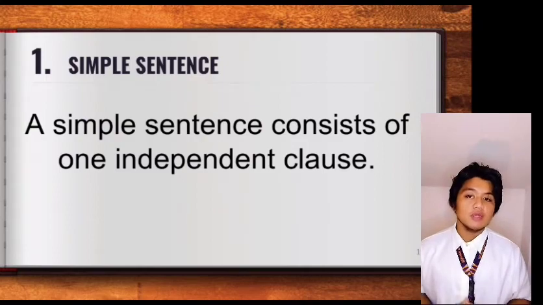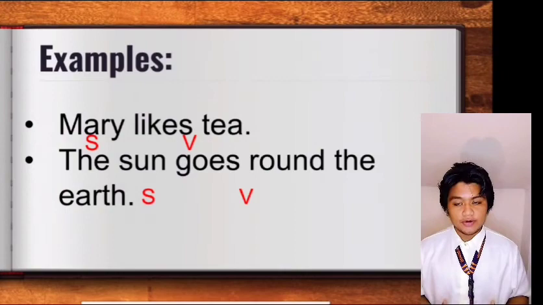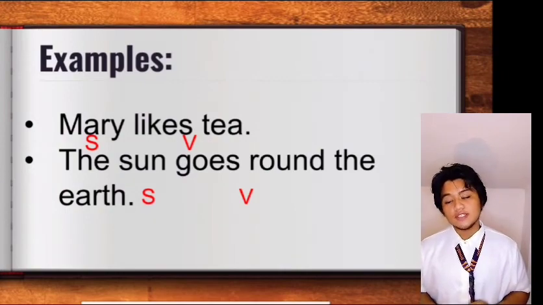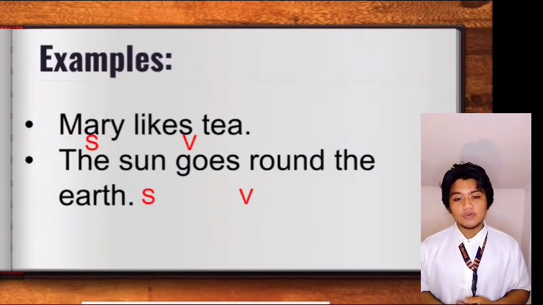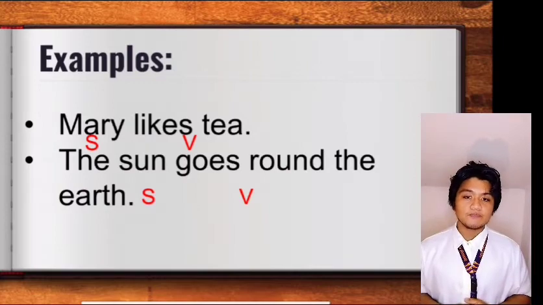For example, Mary likes tea. The sun goes around the earth. Now, if you have noticed, these two examples can stand alone, just like in the first sentence, Mary likes tea. Now, in that sentence, if you noticed, there are two factors: the subject and the verb.